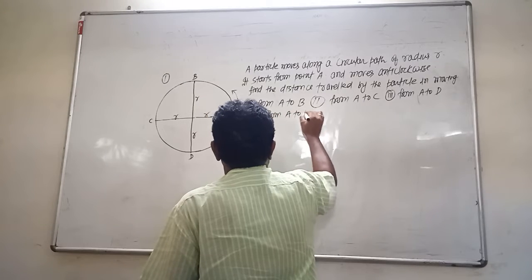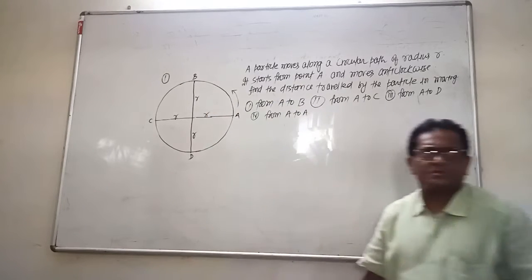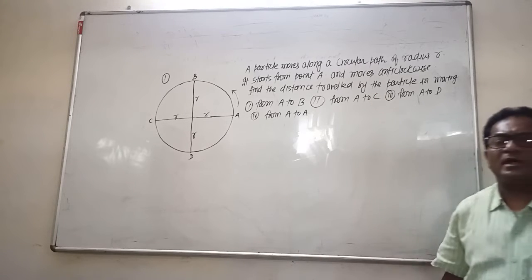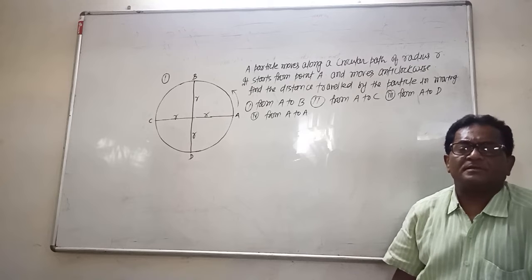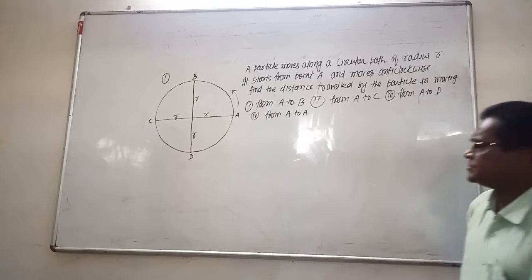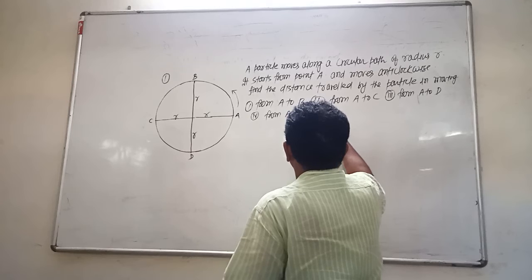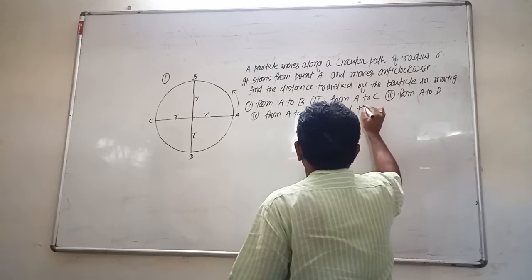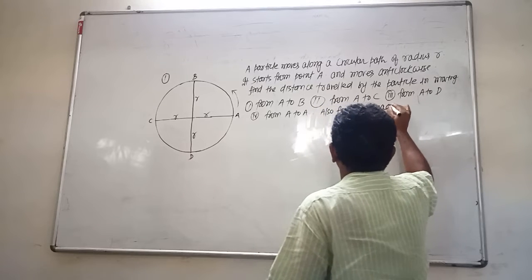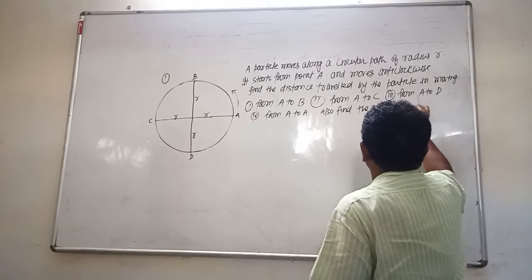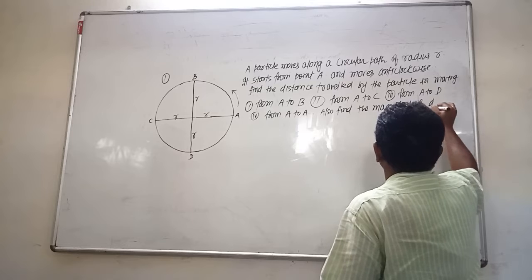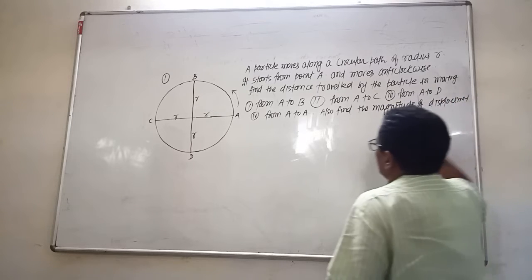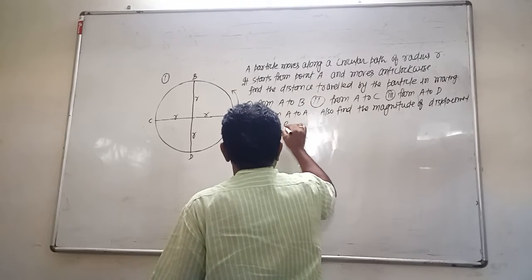A particle moves in a circular path and it goes from A to A. Then what is the distance? Also find the magnitude of displacement in each of the cases.